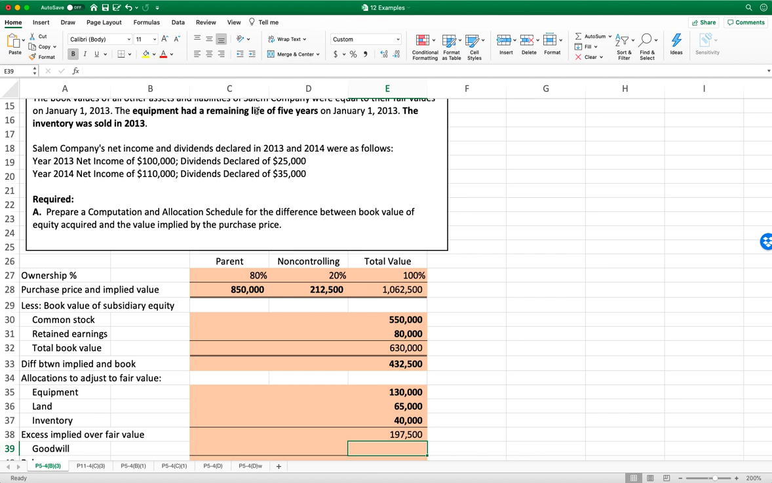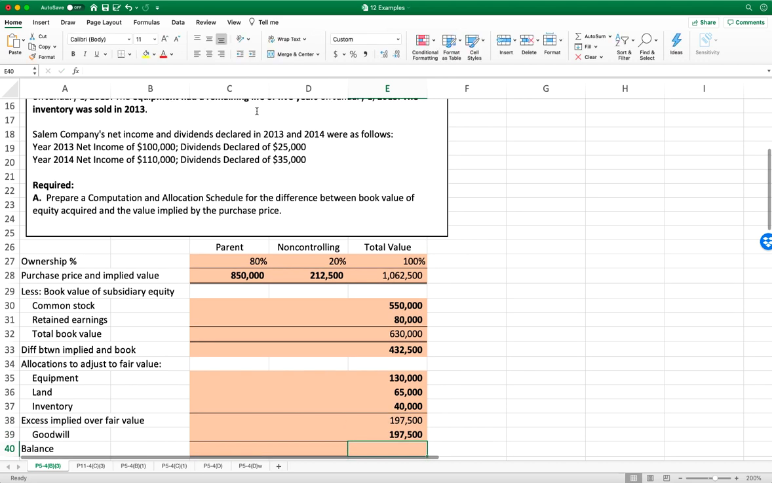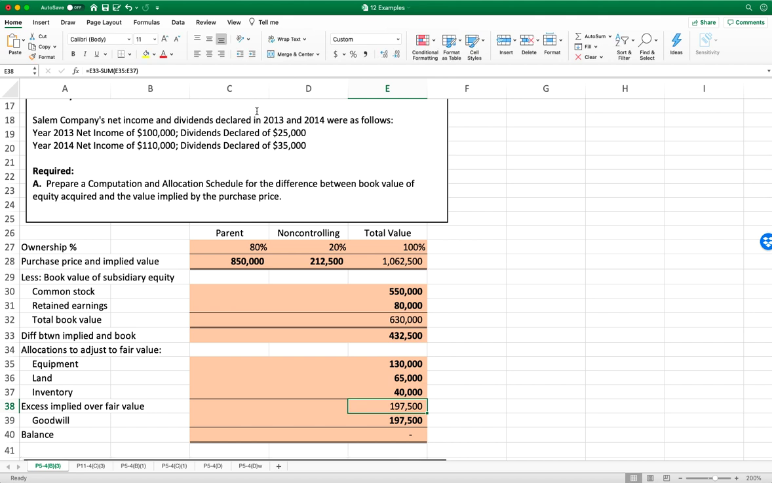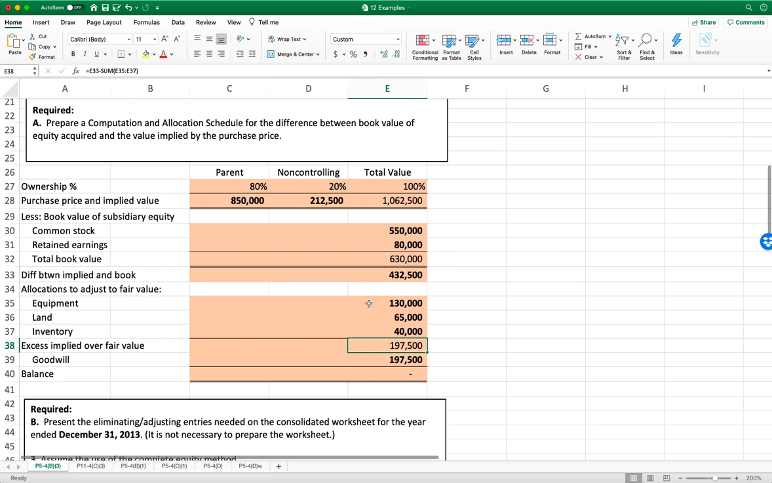And so if we still paid more than the fair value of the net assets, then we know that that must be goodwill. If this number had been negative, then we would have had ourselves a bargain purchase and we would have had to worry about a gain on allocation. We will get to an example of that a little bit down the road, perhaps. Otherwise, go back to one of our older examples. Okay, so now our computation and allocation of differences schedule is complete.